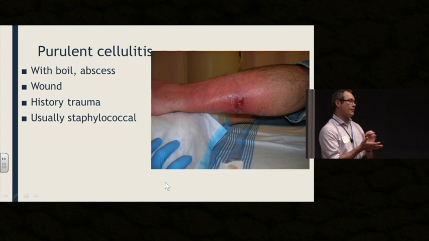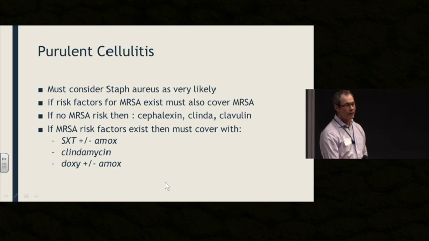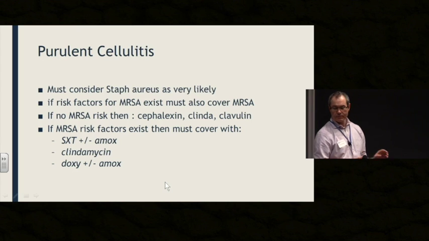Now this is an example of more of a purulent cellulitis. There was a boil, a little abscess. If there's a wound, if there's penetrating trauma, these are usually staphylococcal, but we would always cover strep too. Many times I've actually swabbed some of these and grown both staph and strep. And if there's risk factors for MRSA, you have to consider treating that too. If there's no real MRSA risk, you can just use cephalexin. You could use Clavulin, clindamycin. Those would all be okay.